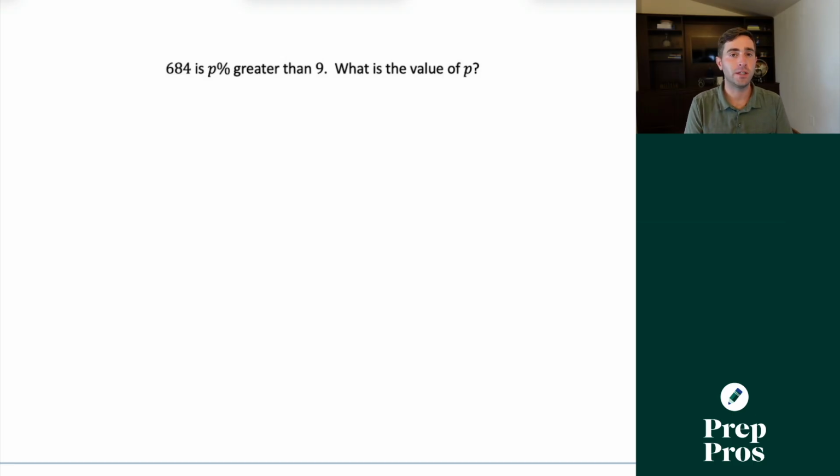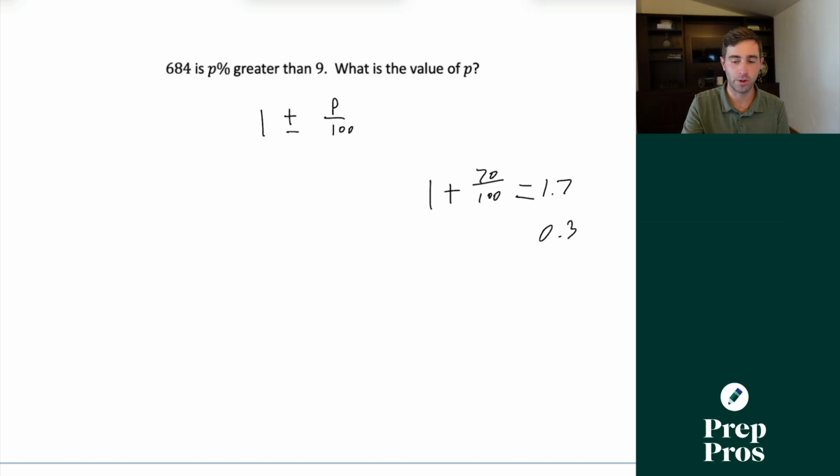Now, when we're dealing with percent increase or decrease, the really important concept you want to remember is if you're expressing a percent increase or decrease, it's expressed as either 1 plus or 1 minus p over 100. That's how we can express a percent increase or decrease. So if we're showing like a 70% increase, that would be the same as 1 plus 70 over 100, or this would be the same as 1.7. If it was a decrease, it would be the same as 1 minus 70 over 100, or it would be equal to 0.3.